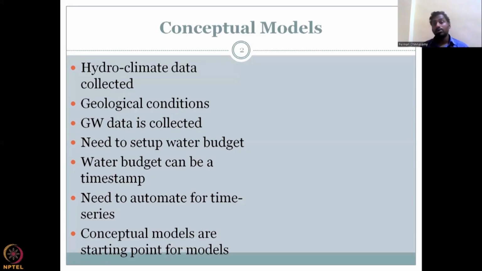Any groundwater model would ask for a conceptual model to start. This is very similar to how you learn to solve physics and mathematics problems, right? When you are taught these, what do they say? Read the question, take the data from the question, and draw it.